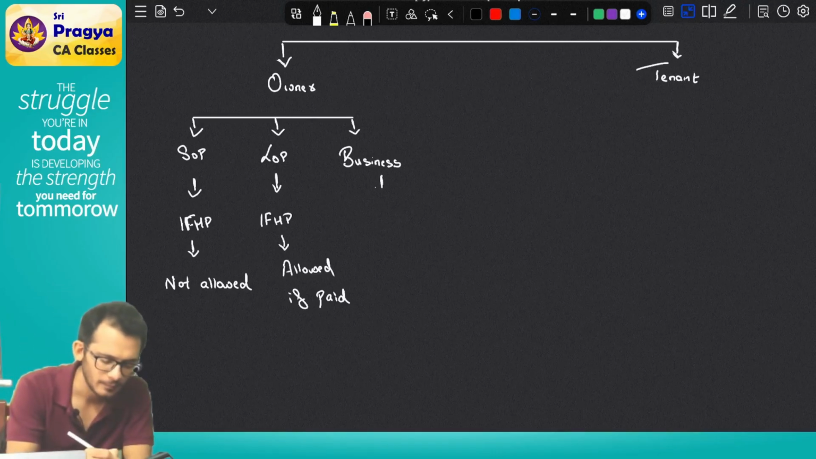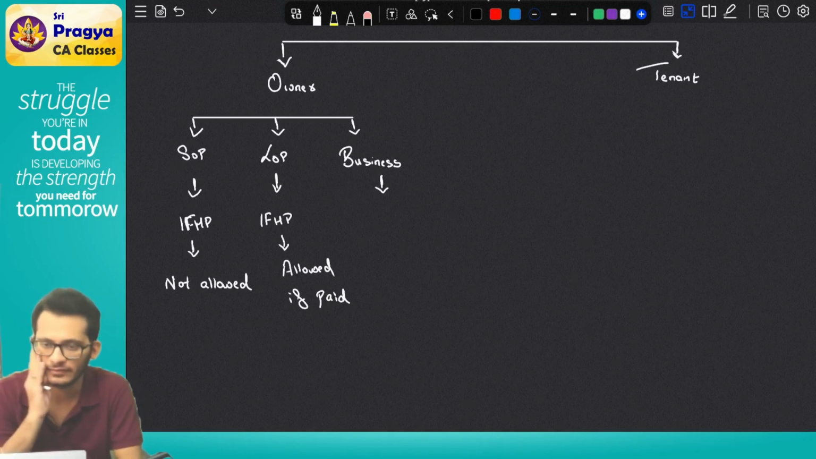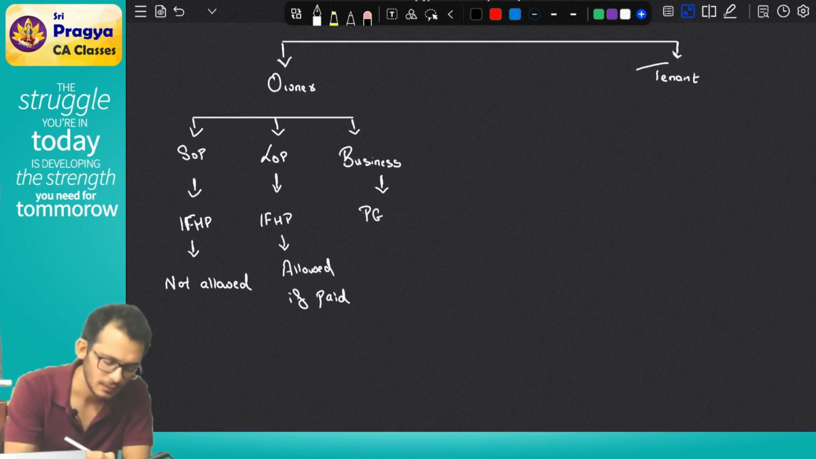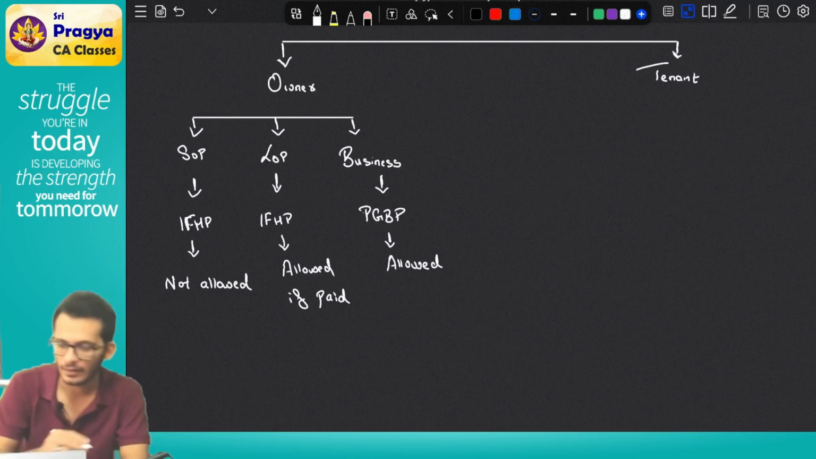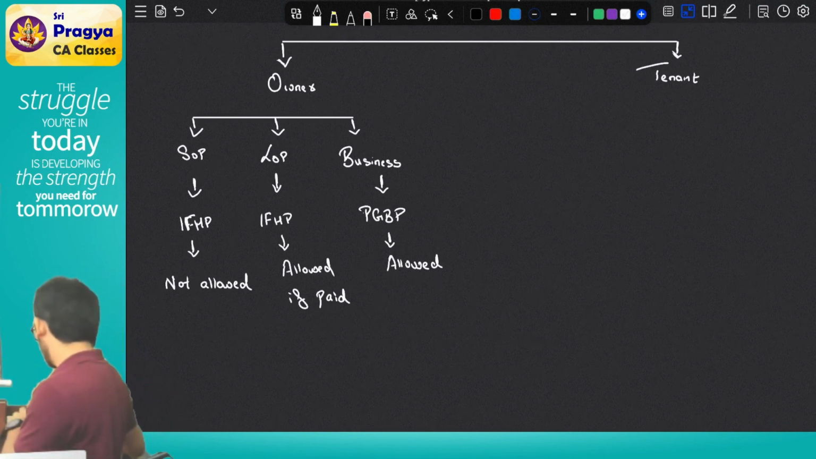Coming to business, I have a house, and in that house there are municipal taxes. I am using this house for my business, so it will be taxable under the head PGBP. Can you claim this tax, Rahul? Yes, allowed. That is what we learned right now. You can claim it as a deduction. Under what section, Rahul? You will claim it under 30 and 31.